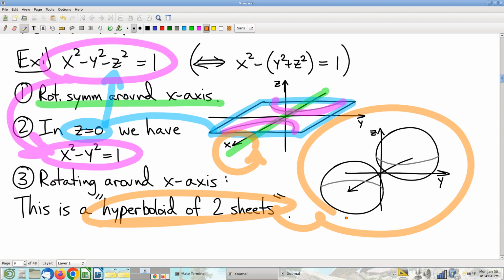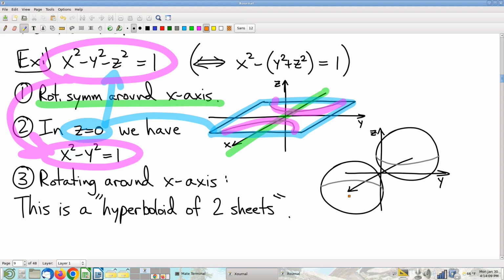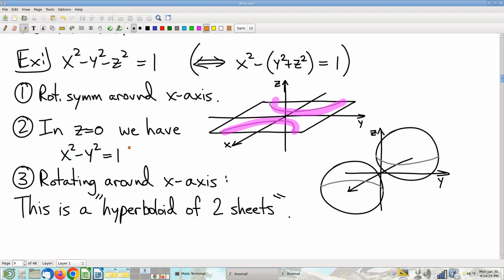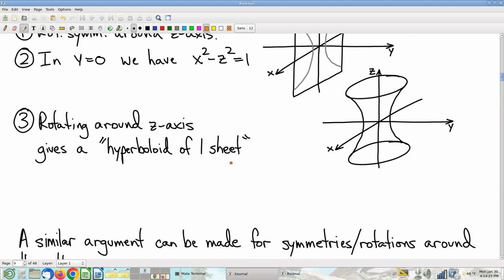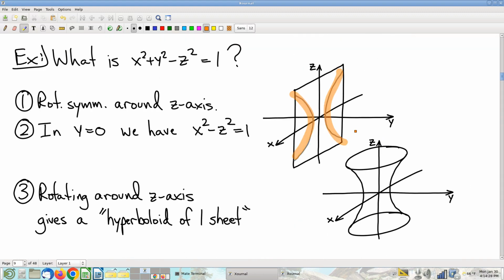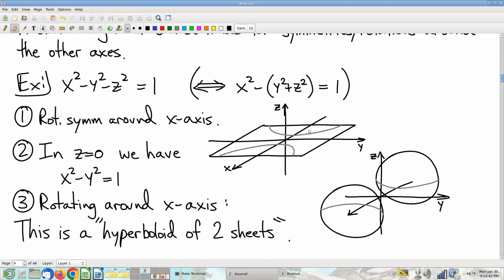Yes? Could you mind explaining why it's two sheets and the other one was one sheet? Hyperbolas are weird, and when you rotate this hyperbola that way, those two pieces rotate parallel to each other, not into each other. This is just different. In the other one, when you're rotating that way, this piece rotates right into the other piece. So in the example below, had we rotated it around a different axis, we could have gotten a one-sheet hyperboloid. Well, you can't.